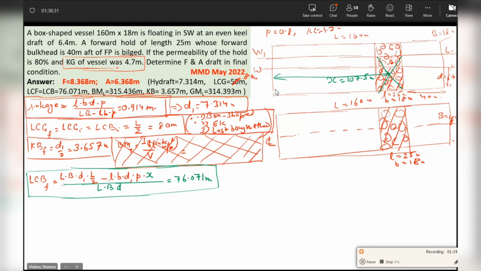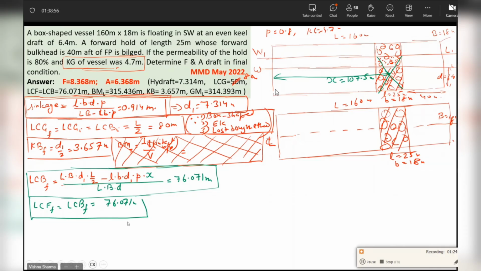Fantastic. That's good. Okay. Now we write here that the water plane area from bilge to keel to waterline is the same. LCF final will be equal to LCB final will be equal to 76.071 meters. Okay. Now what is left is BML.